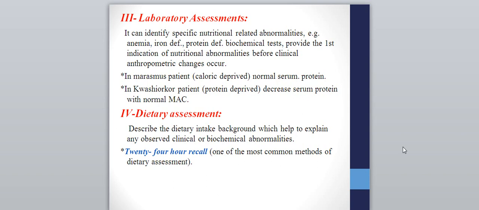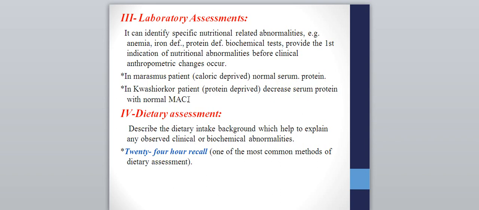If a marasmus patient appears, there is calorie deprivation and they have normal serum protein. But a patient with kwashiorkor has protein deprivation and decreased serum protein with normal activity.